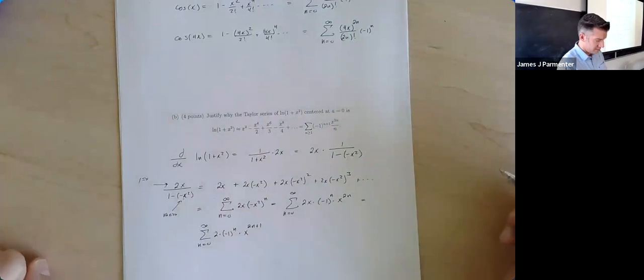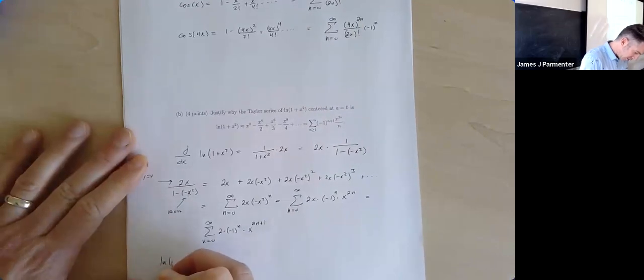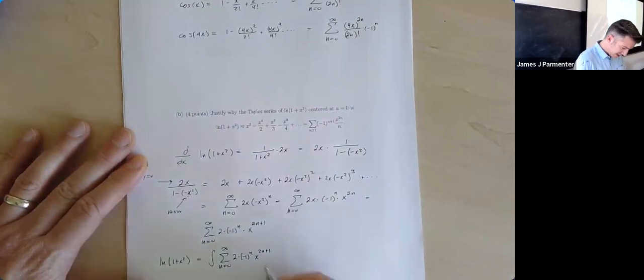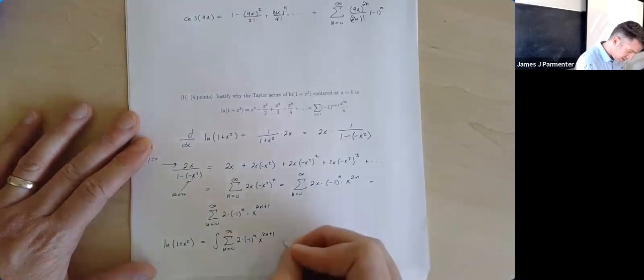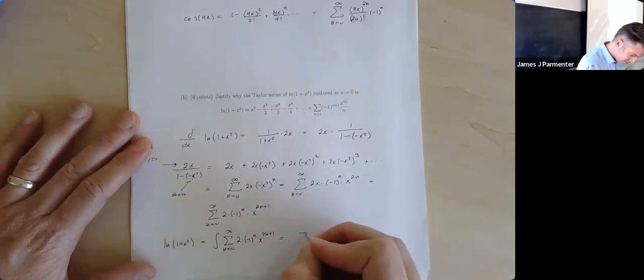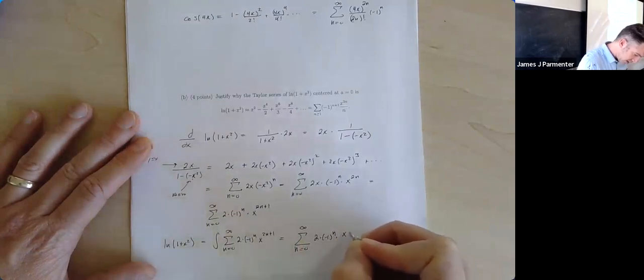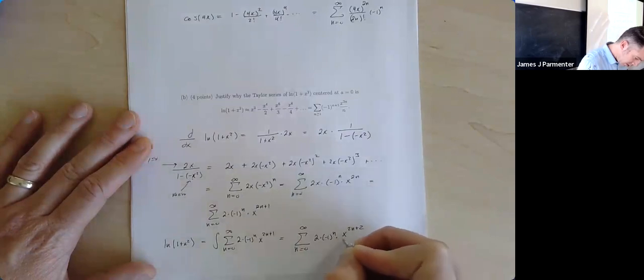And then finally, the antiderivative. So my antiderivative, my natural log of 1 plus x squared, is going to be the antiderivative of what we just found. Which if we anti-differentiate x to the 2n plus 1, we're just going to get the sum from n equals 0 to infinity of 2 times negative 1 to the n times x to the 2n plus 2 over 2n plus 2.